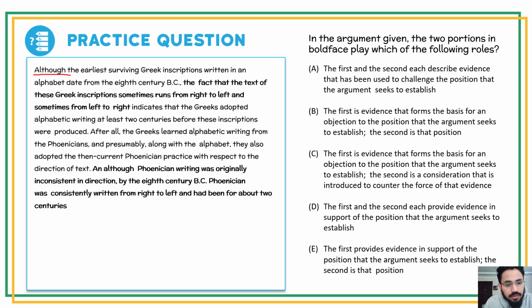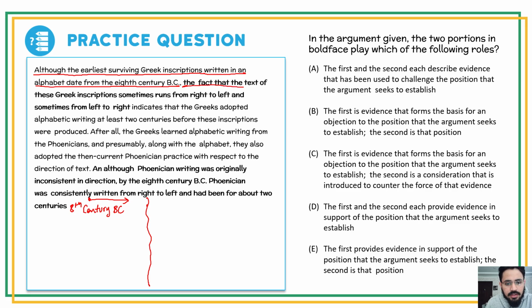It says, although the earliest surviving Greek inscriptions written in an alphabet date from the 8th century BC. Okay, so that to me sounds like a fact that the earliest writing starts from the 8th century BC. So they start 8th century BC and onwards.